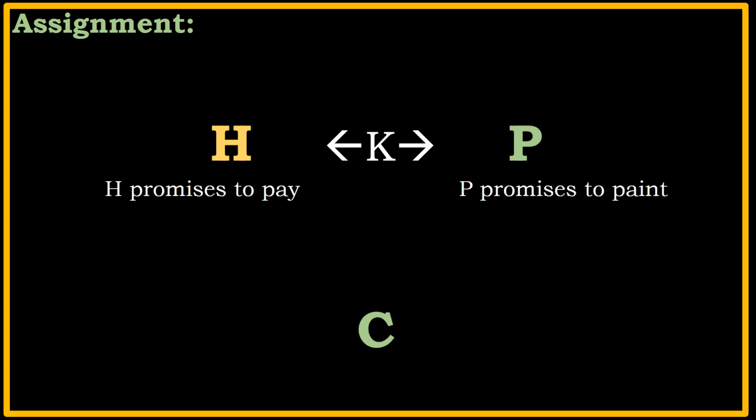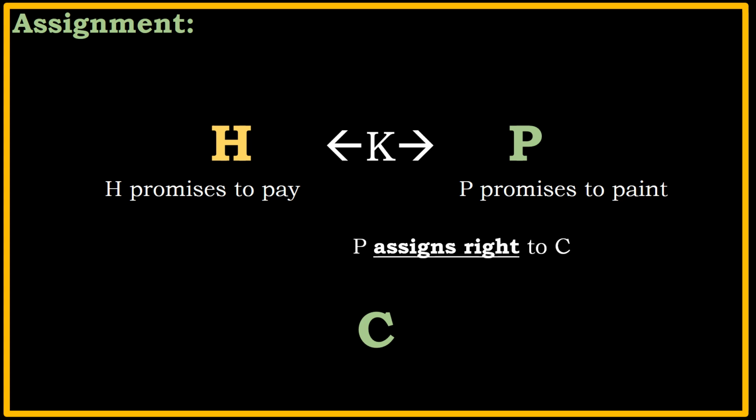Now we have C. C is not a party to the contract, and we'll see how C fits in here once we see who assigns their right under the contract. So in this case, we have painter who is assigning its right under the contract to C. So let's take a look at what painter's right is under this contract.